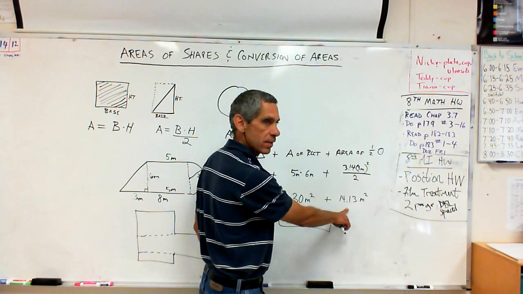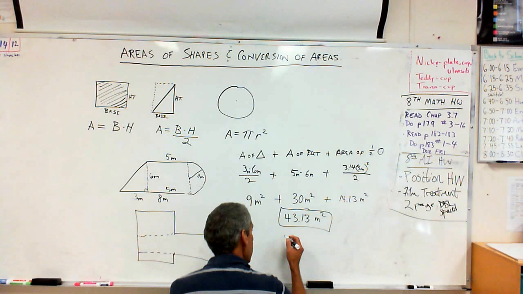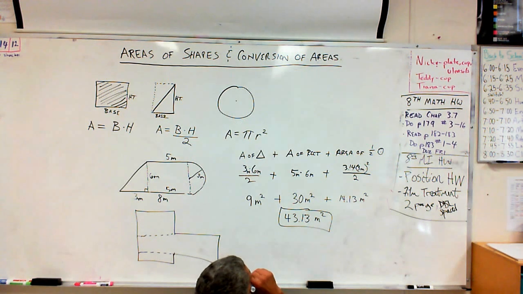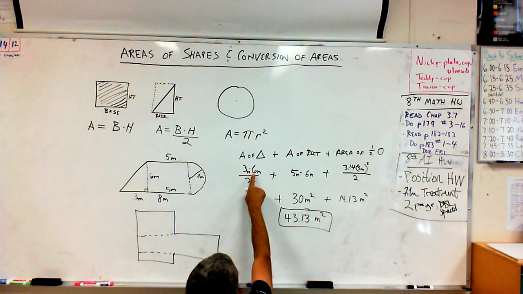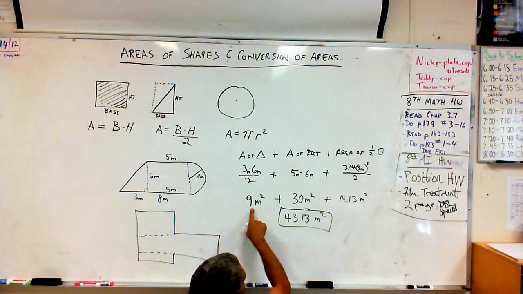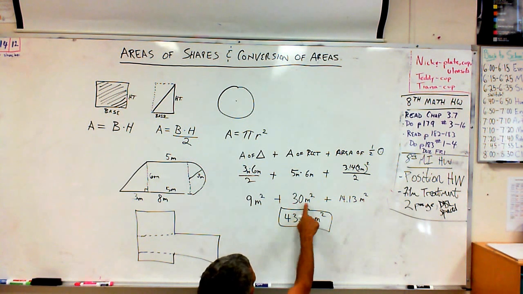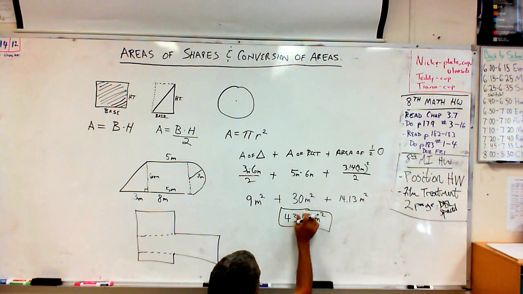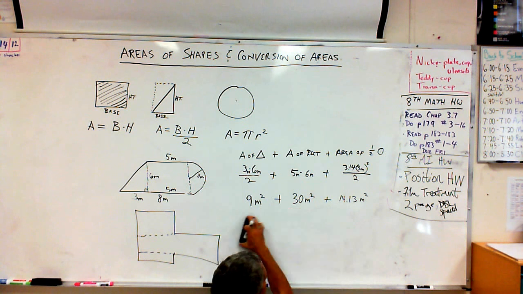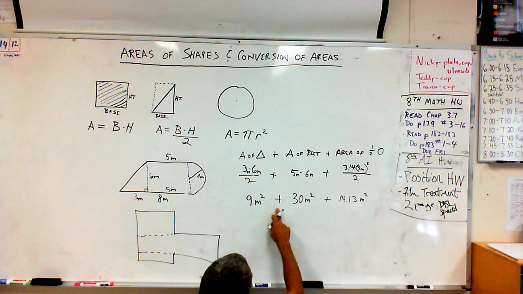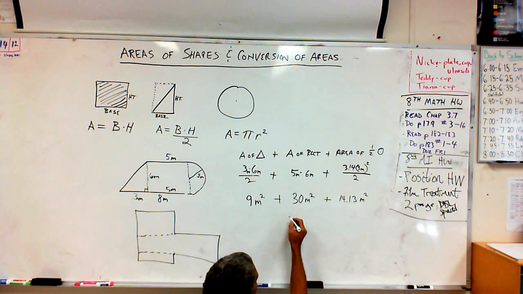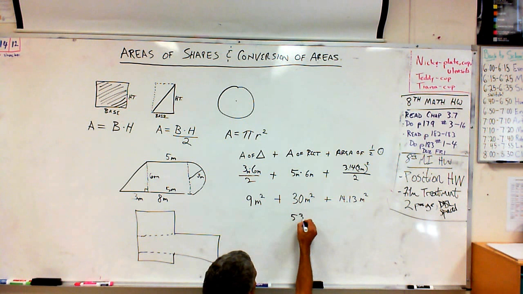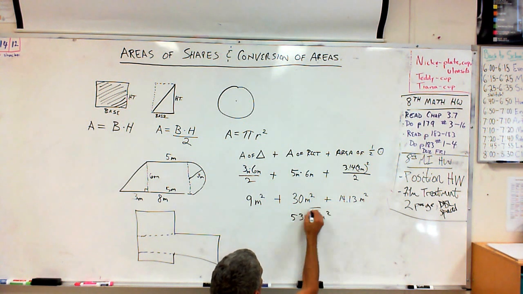I think it's 30. So yeah, you forgot to divide the 9 by 2. 3 times 6 is 18, divided by 2 is 9. So that's 39 right there. So what is that? 39 plus 40, okay, 53. Oh no, I screwed up. 53.13 meters squared. Sorry, guys.